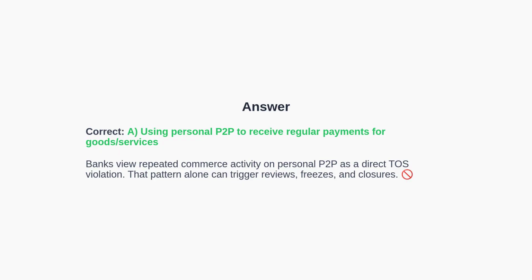The correct answer is A. Using a personal P2P account to receive regular payments for goods or services is viewed as a commercial activity and violates terms of service, which can trigger reviews, temporary freezes, and account closures. In contrast, the other options are typical personal reimbursements.